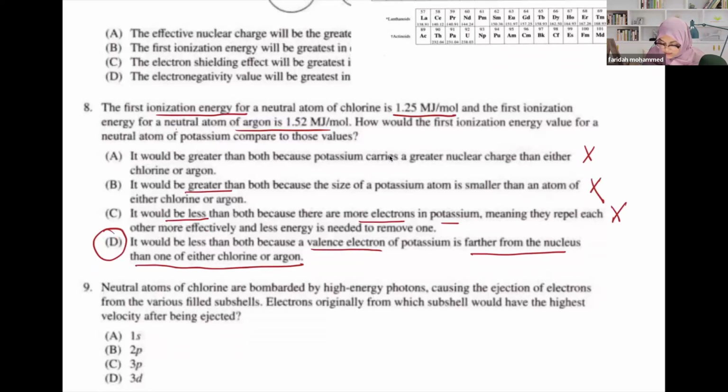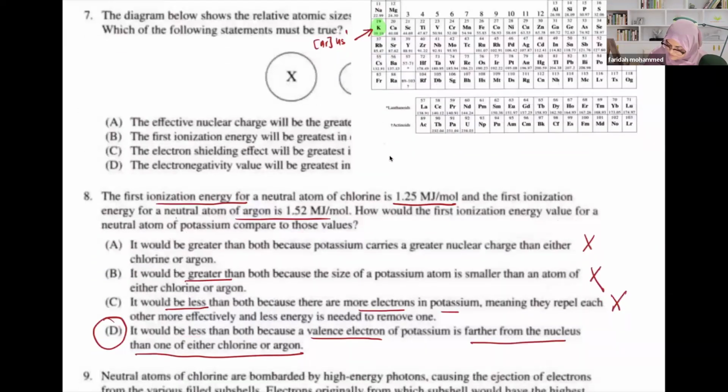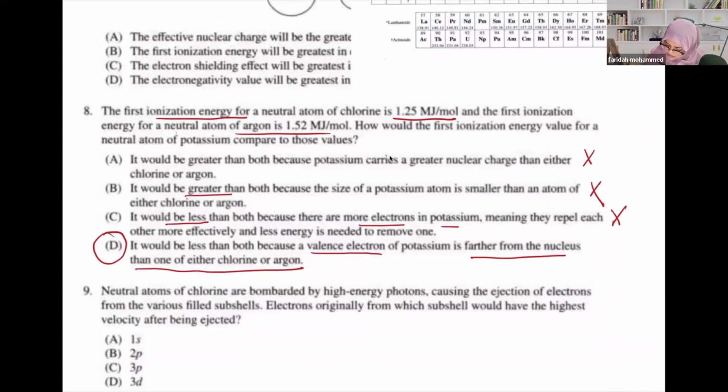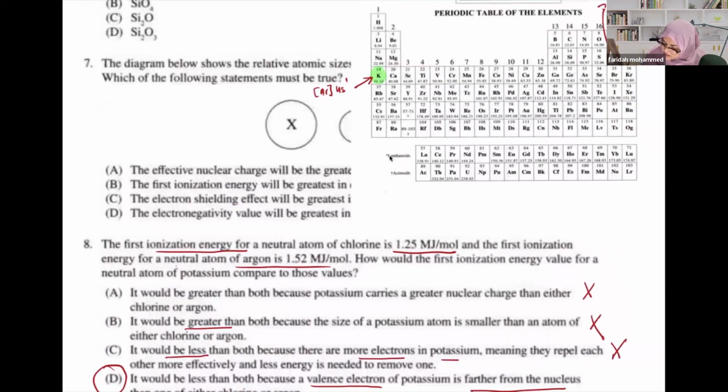Number 9, a neutral atom of chlorine is bombarded by high energy photons, causing the ejection of electrons from the various filled subshells. Electrons originally from which subshell will have the highest velocity? Okay, we talked about this. Before we even talk about that, let's write down the configuration. Sorry, it's talking about chlorine, so we're going to write down the configuration for chlorine.